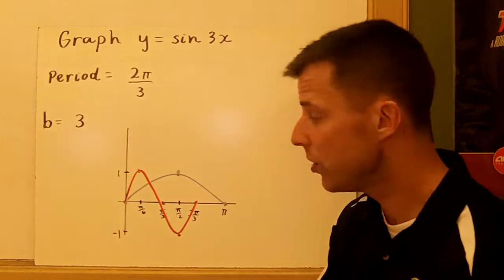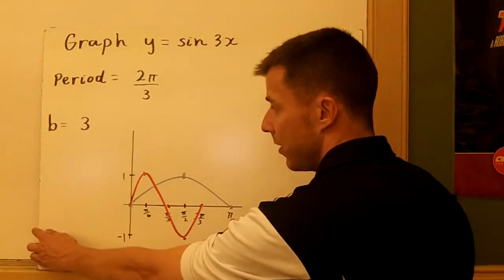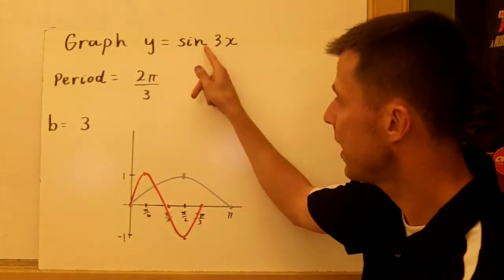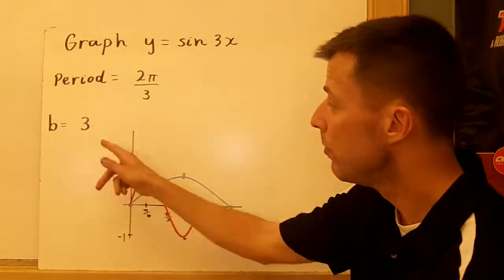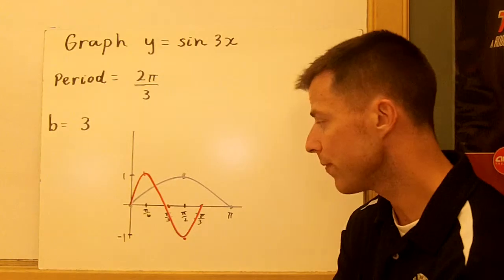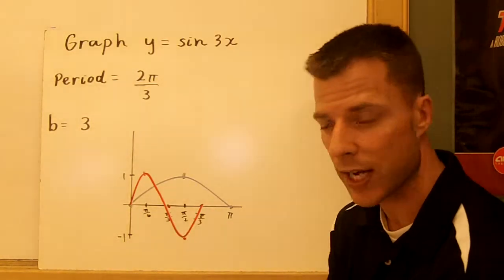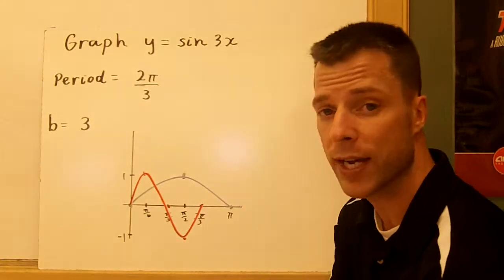The harder graph to do is when you have your b value, okay, b value other than 1. In this case, y equals sine of 3x. So b is 3. So that tells me from 0 to 2 pi, I'm going to have 3 graphs that look the same, 3 pieces. It's going to repeat 3 times.